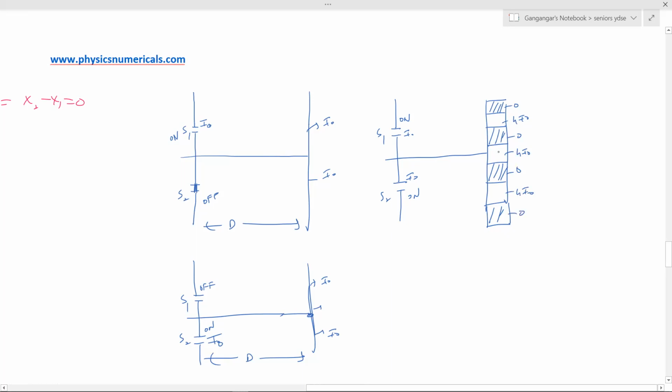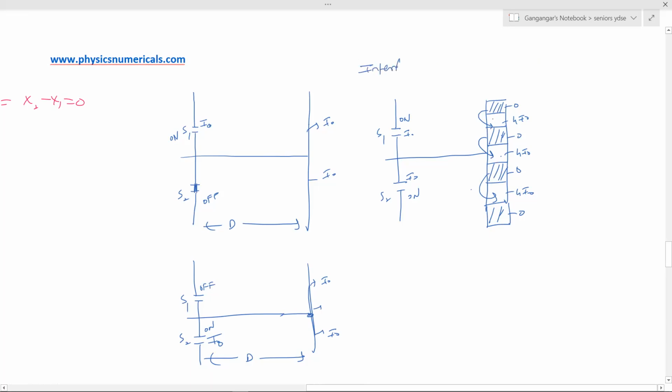Sir, how come 4 I naught here? Why not 0 here? The reason is that I naught and I naught are there. We expect 2 I naught everywhere here. The 2 I naught from here is taken and given to this. And the 2 I naught from here is taken and given to this. Like that, what happened? So what is the interference phenomenon? Redistribution of energy occurs at all points on the screen.